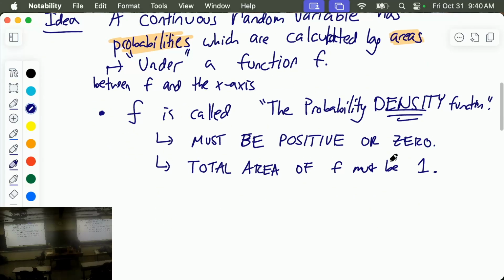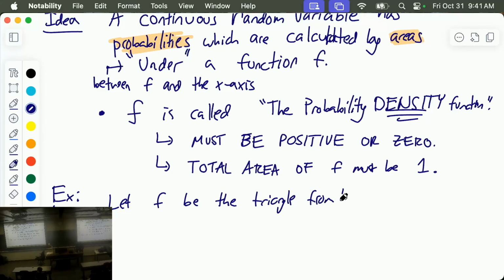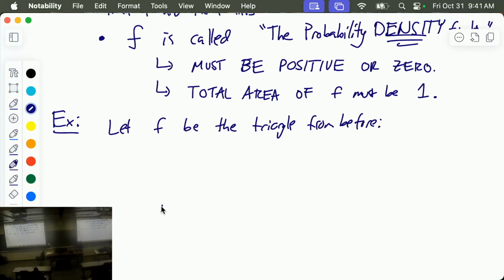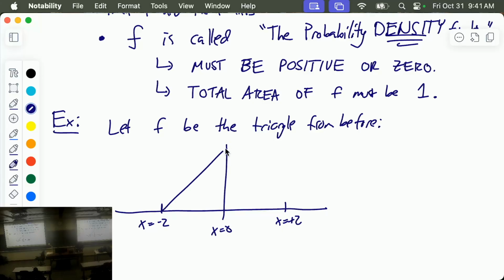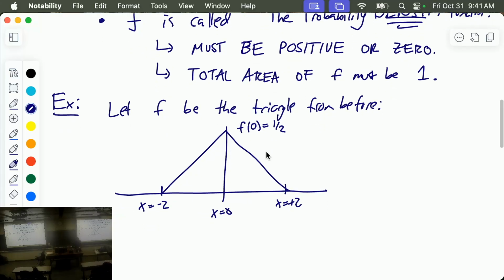So a good example is the example we just did. Example: let f be the triangle from before. So here's the triangle from before. It goes from x equals -2 to x equals +2. Here is x equals 0. And here is the triangle. And we calculated the correct value that f of 0 has to be equal to 1/2. And that makes f a proper probability density function. And now let's do some calculations. Here is the rule, the rule to calculate probabilities.